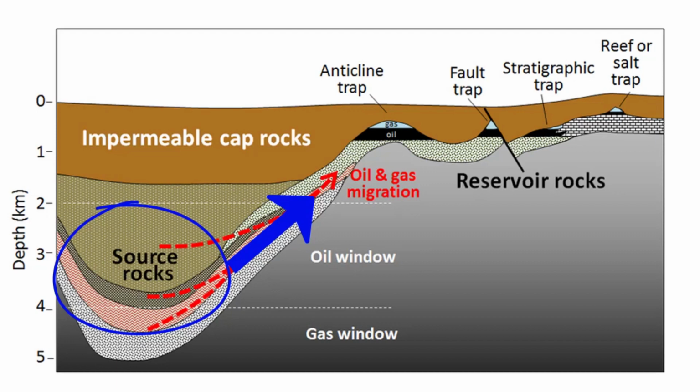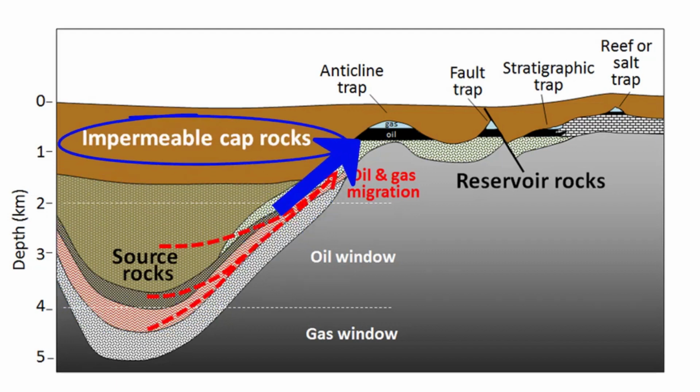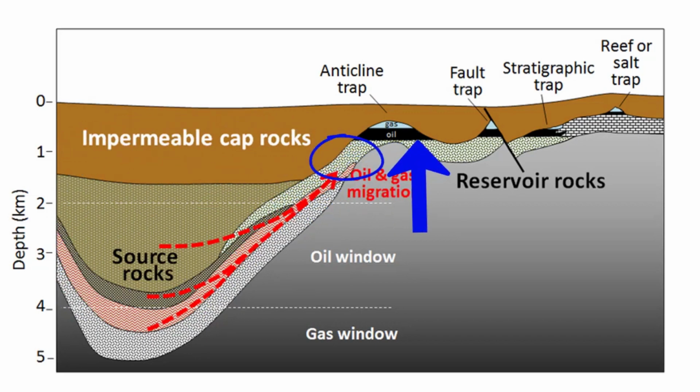When the oil and gas reach an impermeable layer, called a cap rock, they stop. The rock under the cap rock, where the oil and gas are now trapped, is called the reservoir. The reservoir for oil and gas is similar to a confined aquifer.